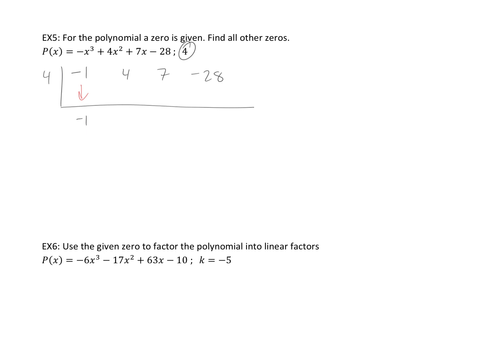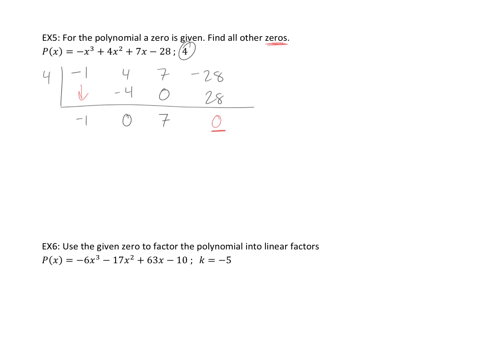So multiplying, that'll give me the -4. Adding, that'll be 0. 4 times 0 is going to be 0. 7 plus 0 is 7. 4 times 7 is going to be 28. Adding that together gives me 0. So now I do know it is indeed a 0. Because again, my remainder is 0, which means it is indeed a 0.